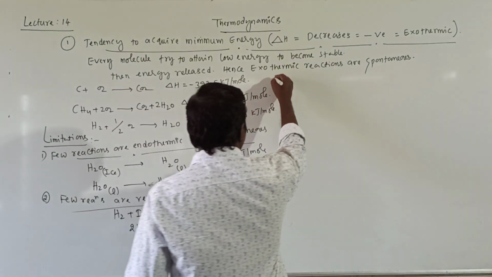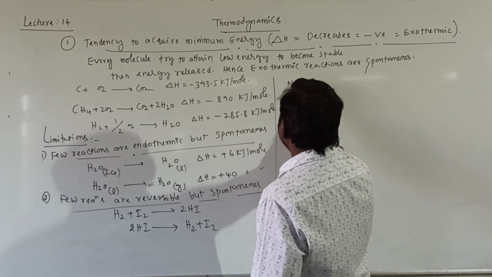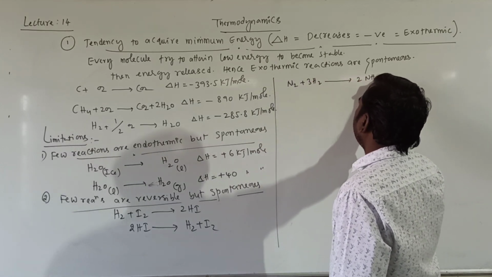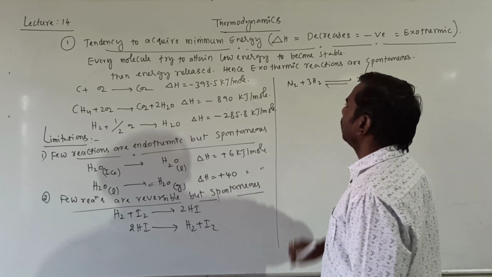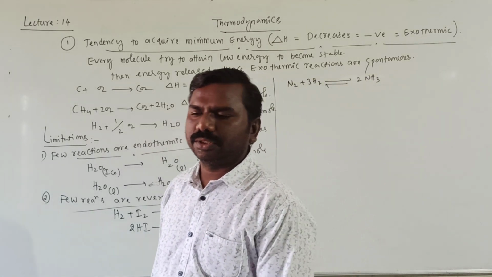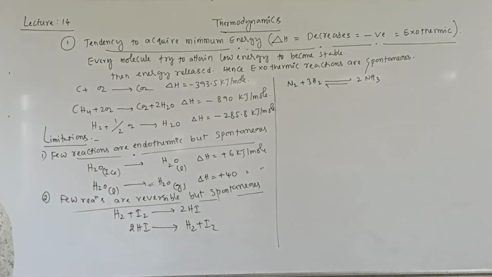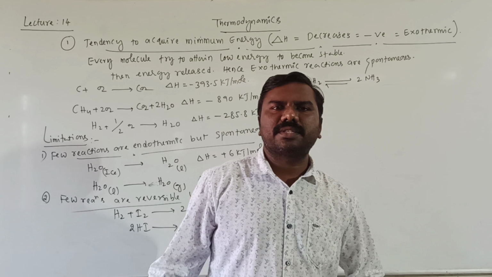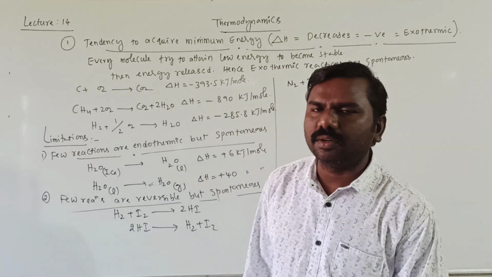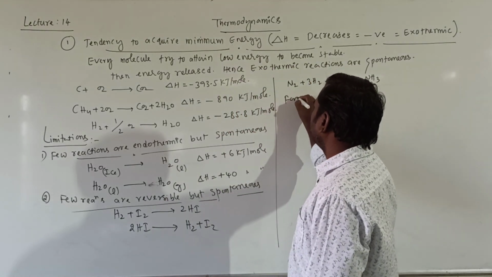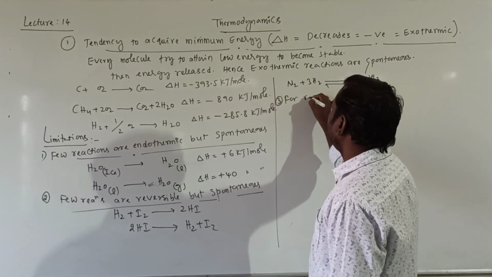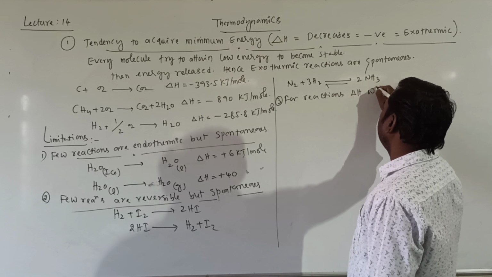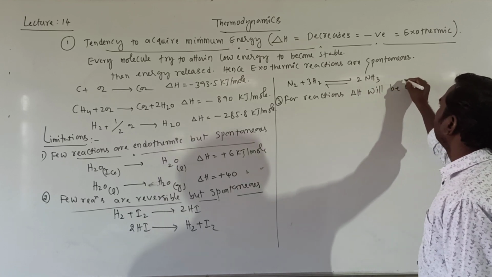Similarly, another example is N2 plus 3H2 gives rise to 2NH3. Again, 2NH3 becomes N2 plus 3H2. Like this, many examples you can take. Next, for a few reactions, delta H value will be 0. For the third one, a few reactions, delta H will be 0 but spontaneous.